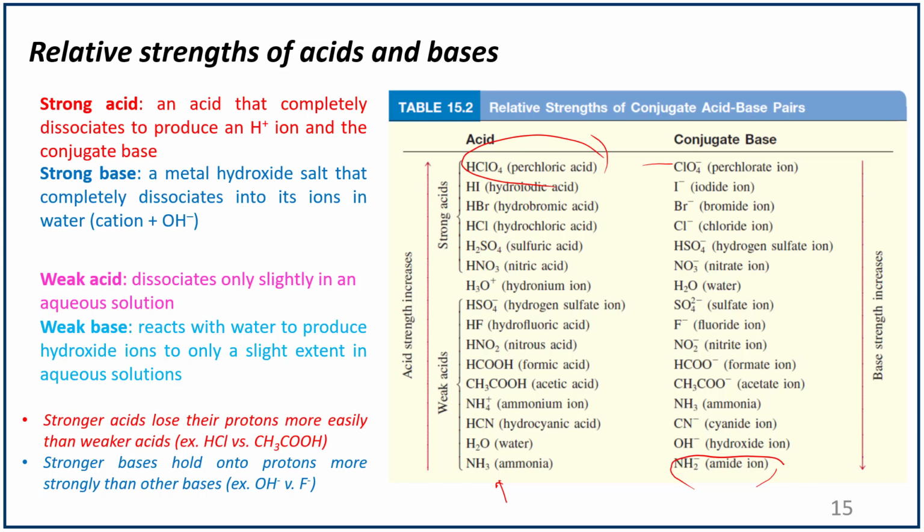So there you go. Let's write that down. As acid strength increases, conjugate base strength goes down. And the same thing is true for base strength. It's just that we don't have a table for that. As base strength increases, conjugate acid strength decreases.